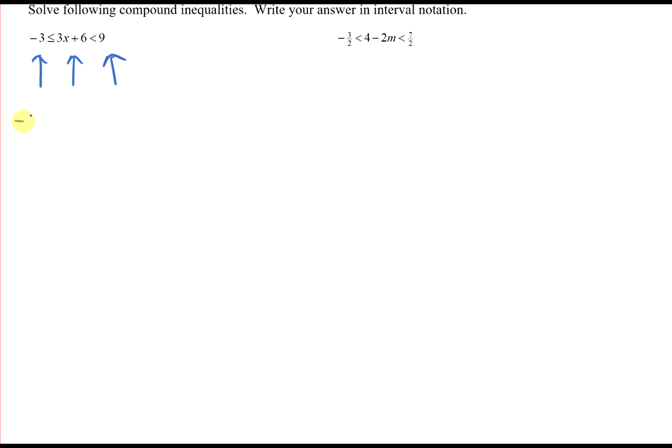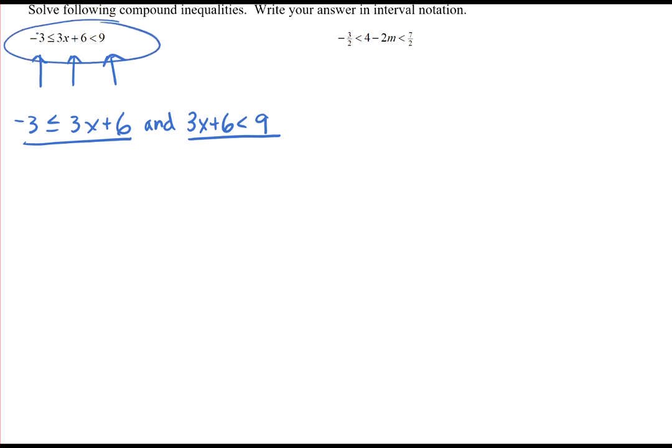What this is saying is negative 3 is less than or equal to 3x plus 6, and 3x plus 6 is less than 9. Okay? It's an implied "and" when you see a double inequality in a statement, a left, a middle, and a right. It turns out it's easier to write as a double inequality and therefore solve because you end up doing exactly the same thing in both of these to get x by itself. So why not do it all at once in a single statement that has a left, a right, and a middle?